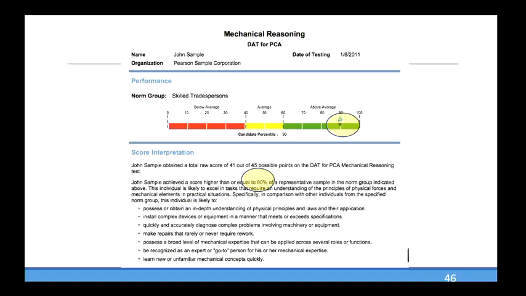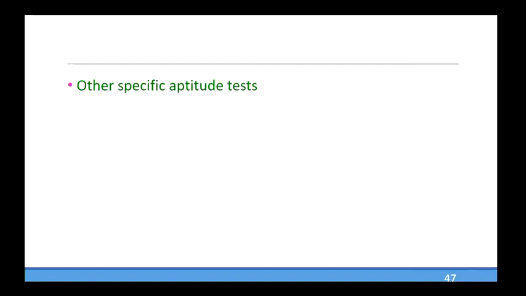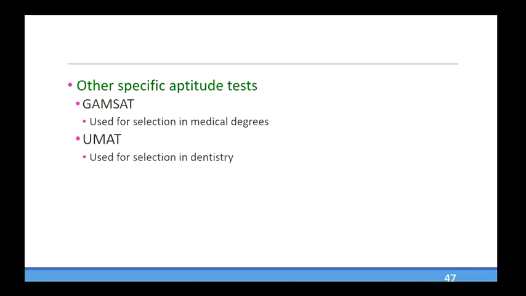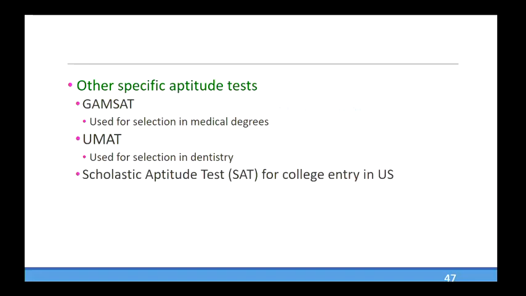So, getting vocational guidance early on is really critical, and that's one of the purposes of educational assessment, to provide that guidance. Other specific aptitude tests: the GAMSAT, that's used for selection in medical degrees, the UMAT for dentistry. In America, the Scholastic Aptitude Test for college entry. Now, they don't tell you, but this is an IQ test. It's an IQ test by stealth.